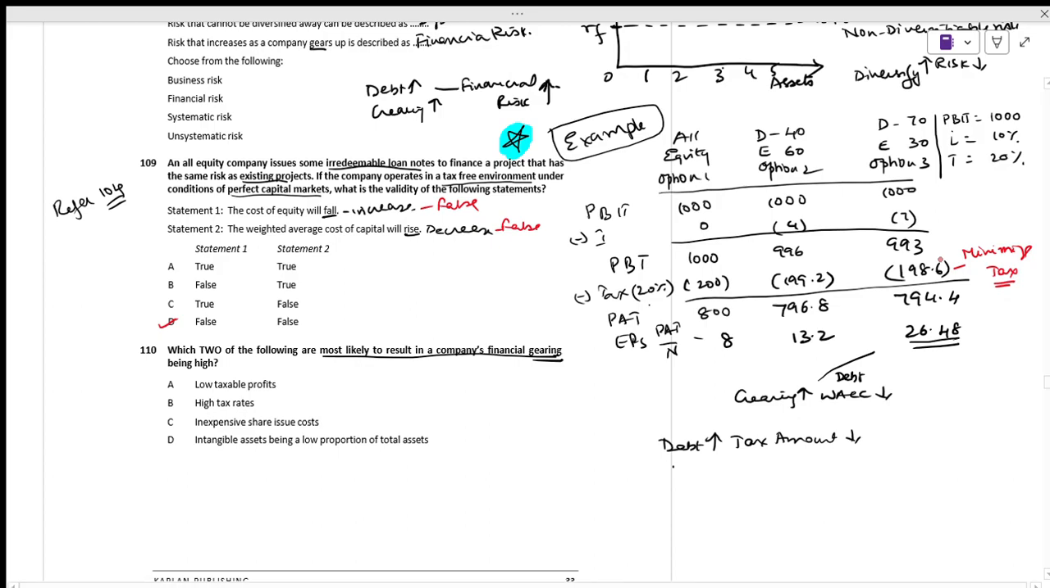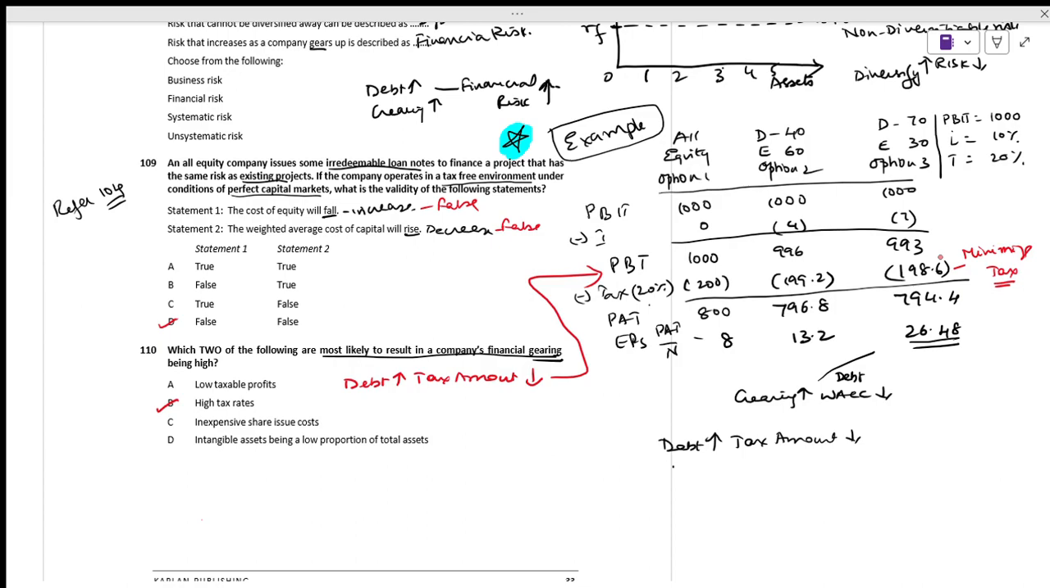Why is the company's financial gearing high? Not because of low taxable profits, but because of its high tax rates. The moment there is tax, you take the debt, is it right? You increase the debt, the tax amount will be less. Here I have given you a very, very direct example of this.